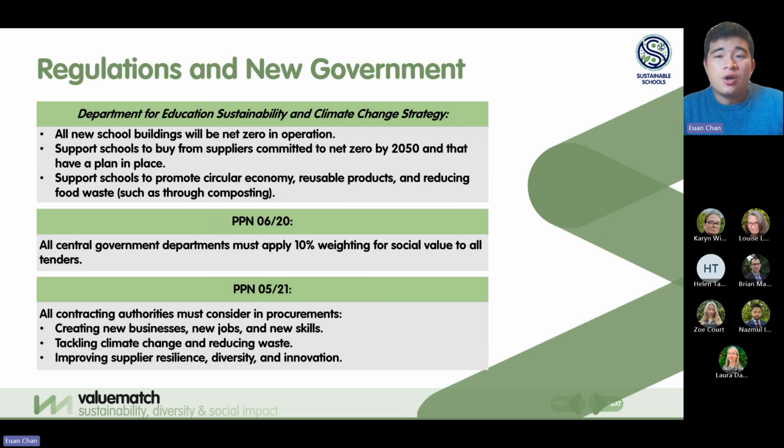So a lot of the obligations and goals set out in the Department for Education's Sustainability and Climate Change Strategy, or the DfE strategy, which we've covered before, are to do with topics that relate to social value, as you can see. So, for example, all new school buildings that the DfE will be delivering have to be net zero in operation. So construction firms will have to play into that. Schools will need to also start sourcing from suppliers that have carbon reduction plans and measures in place.